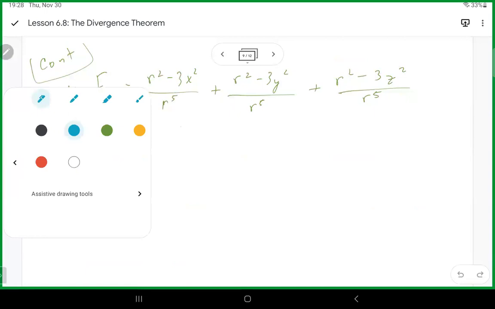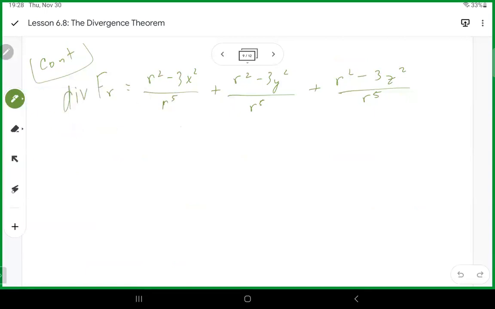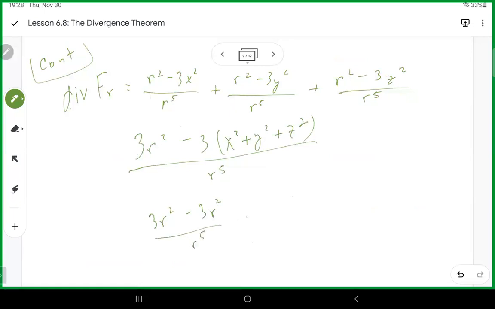Okay. All right, now we have that step. Then we would do 3r squared minus 3 times x squared plus y squared plus z squared, all over r to the 5th, which is 3r squared minus 3r squared over r to the 5th, so that is 0. And that is what they wanted.